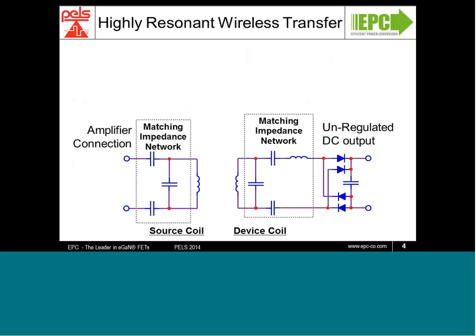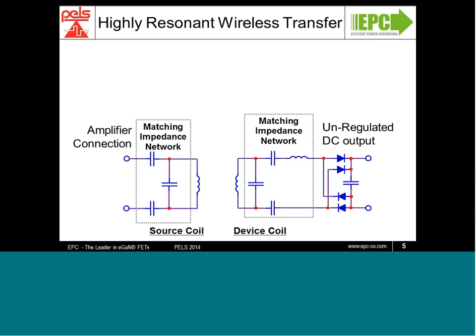We will talk about highly resonant wireless transfer. This is the technology that is used to enhance the energy transfer between the 2 coils because the distances are great and there's no magnetic material to conduct the flux. So we have to find other means to overcome the large leakage inductance that is produced by this transformer. This is typically done using matching impedance networks that are then connected to the coil and cause it to resonate at the frequency of operation.